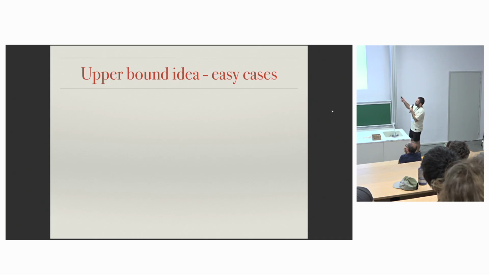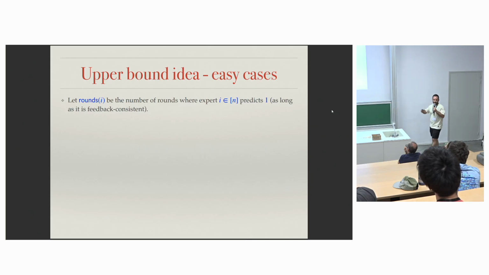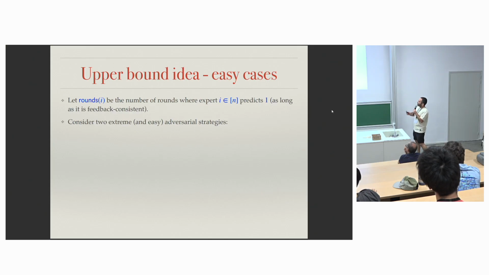And I want to talk briefly about the technique of the deterministic upper bound. So to do that, let rounds of i be the number of rounds where expert i predicts 1, of course, as long as it's still in the game, as it didn't get eliminated by being inconsistent with the feedback. So let's consider two very extreme and easy adversarial strategies, but we start with those simple strategies.